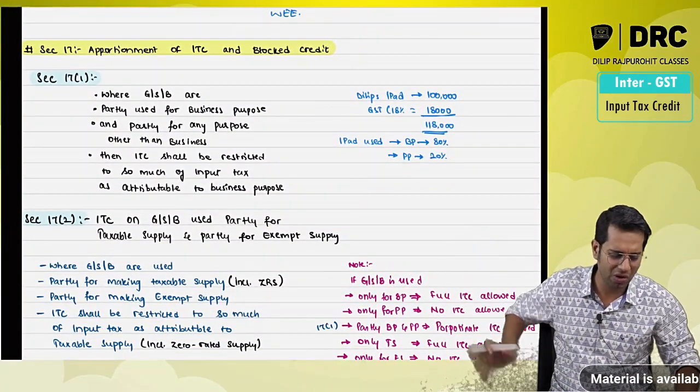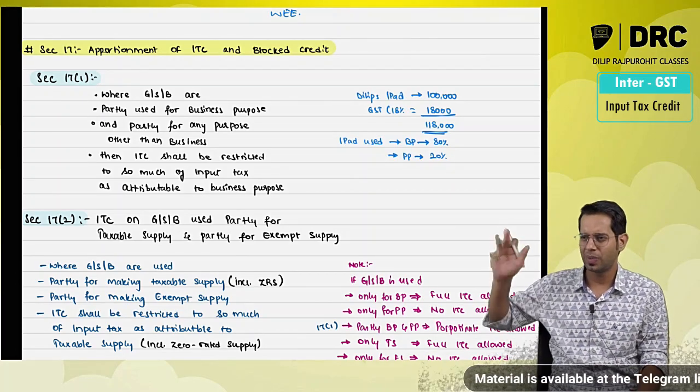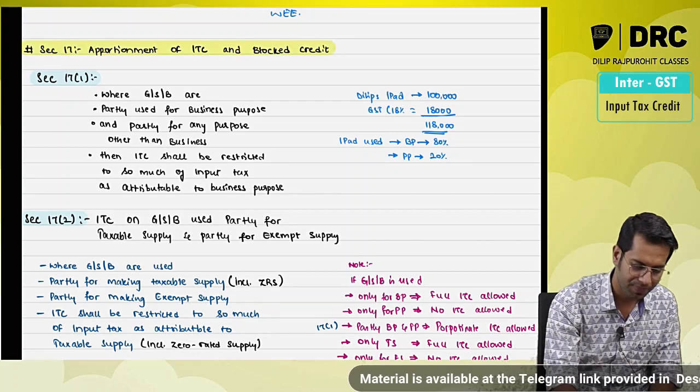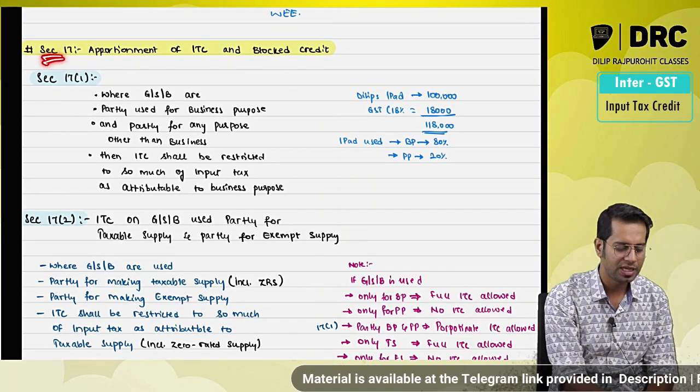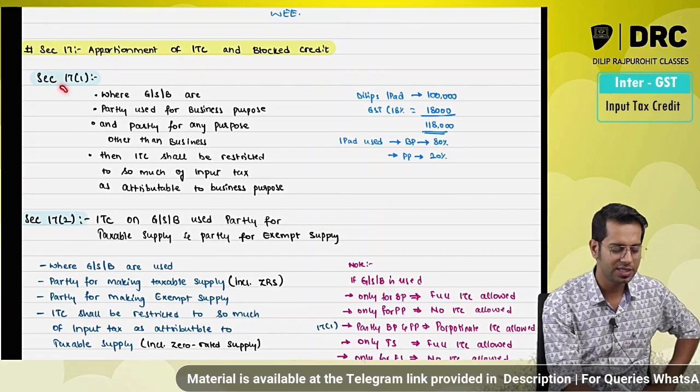Okay, other topics there are no amendments. I mean, major amendment is in section 16. Other topics there are no amendments. So we'll quickly discuss these other topics. Section 17 talks about the apportionment of input tax credit. Apportionment of input tax credit, section 17.